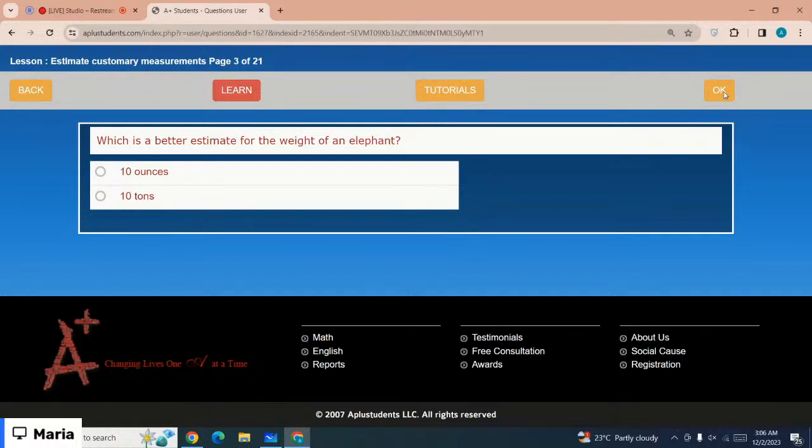Okay, which is the better estimate for the weight of an elephant? Which is the correct option? Is it 10 ounces or 10 tons? Now we're talking about the elephant. An elephant is a big animal, right? So the weight of the animal must be in tons. Ounces is too small for the weight of an elephant. It would be 10 tons.